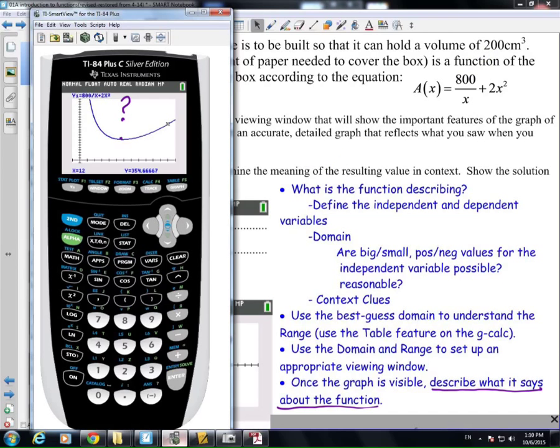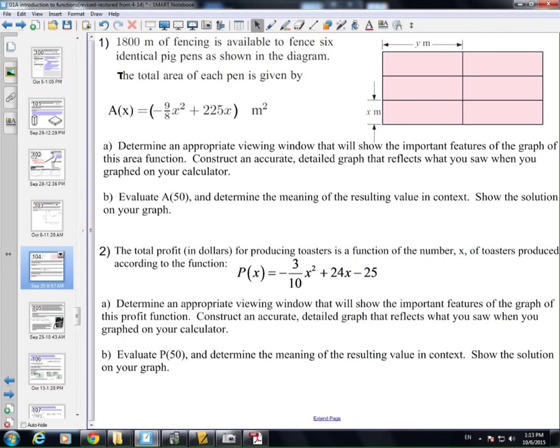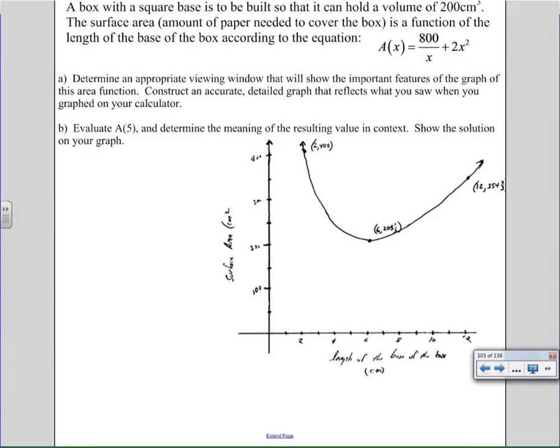Anyway, all of this is, again, just the stuff that I think about before I actually get to answering any sort of question. So the question at hand says, determine an appropriate viewing window that will show the features of the graph, construct an accurate detailed graph that reflects what you saw on your calculator. So I can't see your calculator, so I'm going to need to see what you saw.